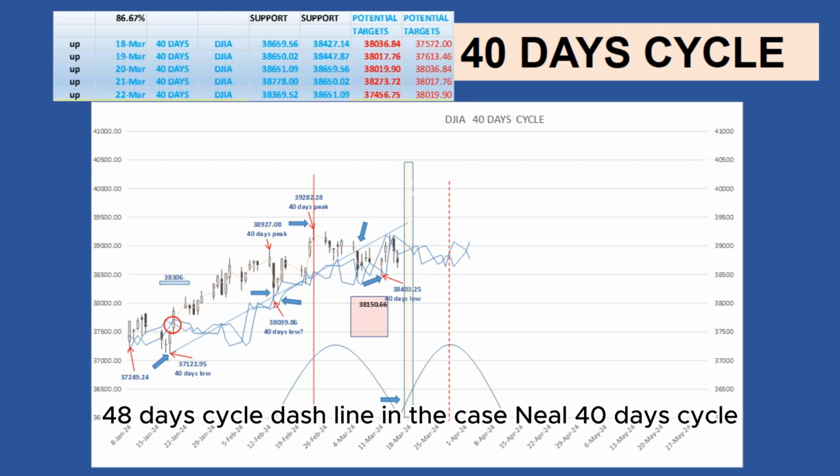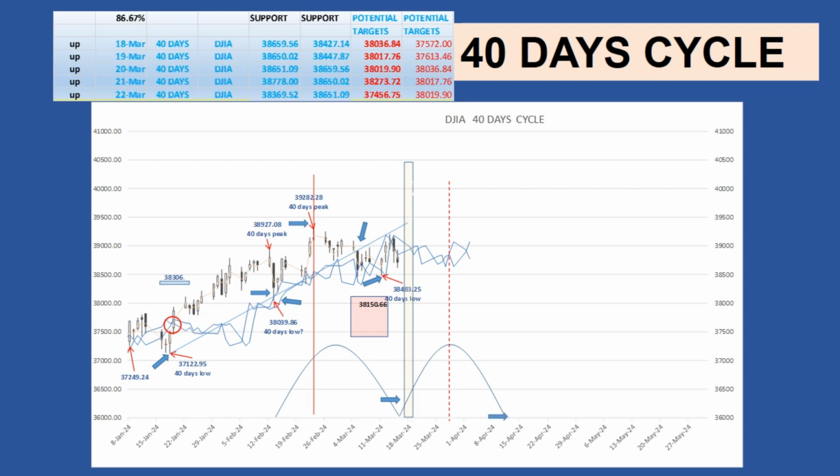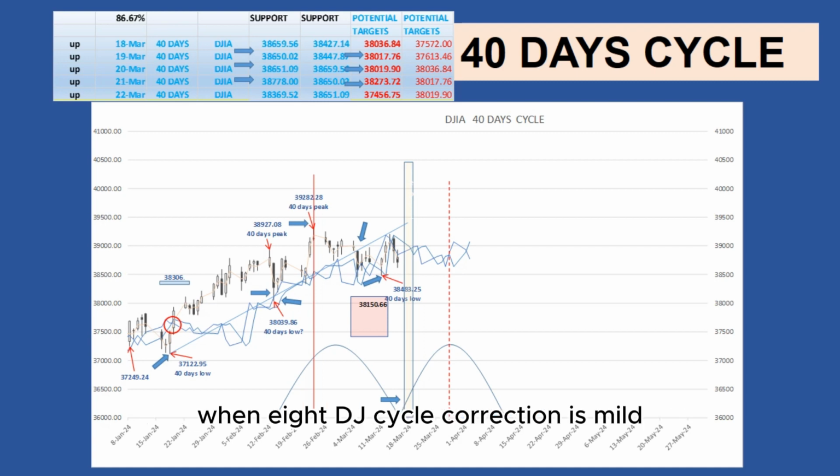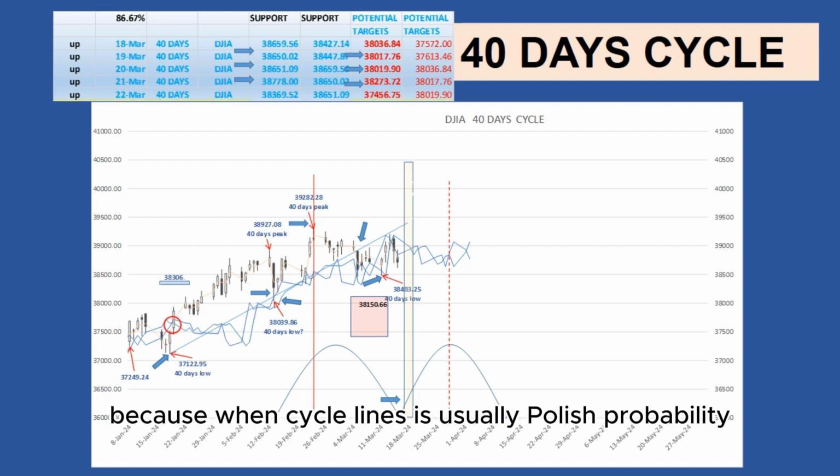In the case of the 40-day cycle, the low is still to come, occurred on the right part of the cycle lines for this week, and their potential downside targets. We call that right time translation, support lines this week. This is the reason why the Dow Jones Industrial Average crossing below his cycle lines is usually bullish. There is a high probability the market won't meet his target.